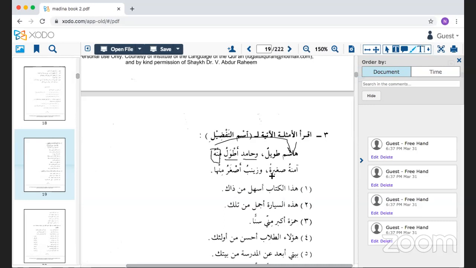Look at the second example. آمنة صغيرة وزينب أصغر منها. Where's the ism tafdil? أصغر. Where's the ism mufaddal? زينب. Is Zainab mudhakkar or mu'annath? مؤنث. Yeah, Zainab is mu'annath. So somebody might say, well, Zainab is mu'annath, so this ism tafdil should follow and also be mu'annath. But we're going to say, no, that's not the case. Why not?